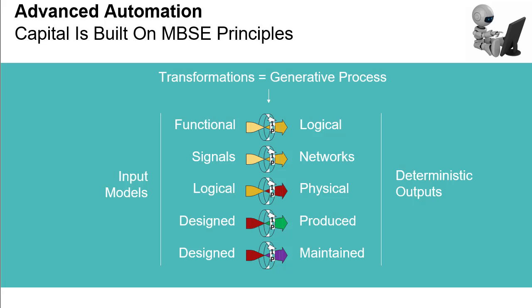One key example of advanced automation is how input models are transformed through generative processes to produce deterministic outputs. This is done in every domain. Functional designs are automatically transformed to logical designs, which are then transformed to physical designs, and so on. Your intellectual property, captured as rules, allows knowledge to be reused such that it controls the automation for your purposes.